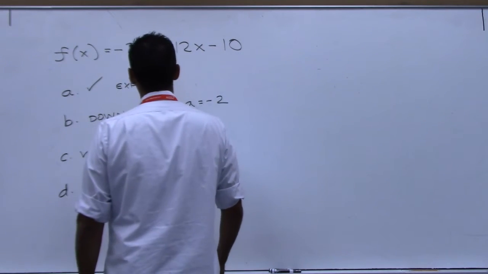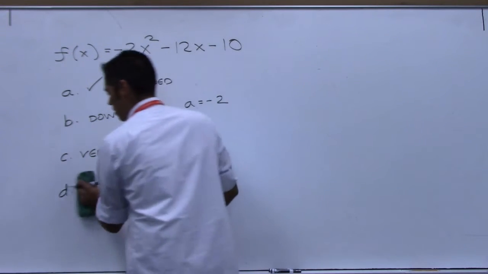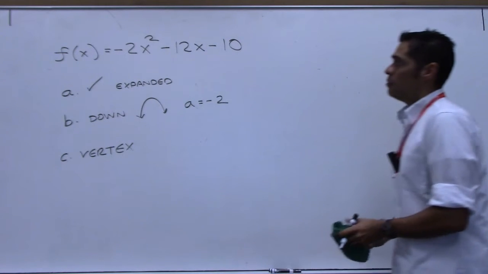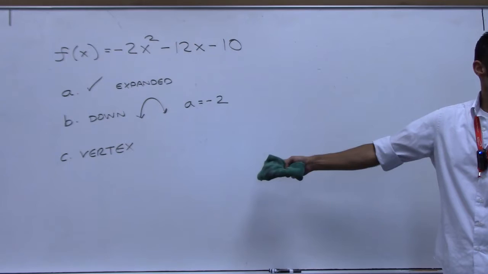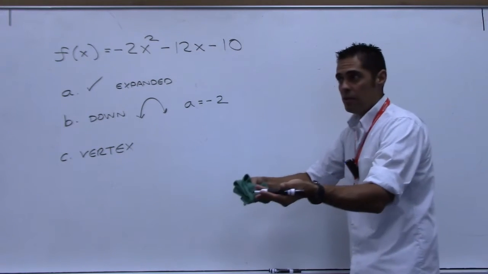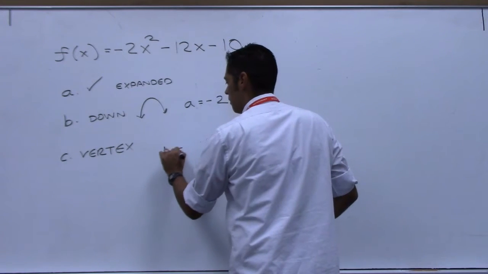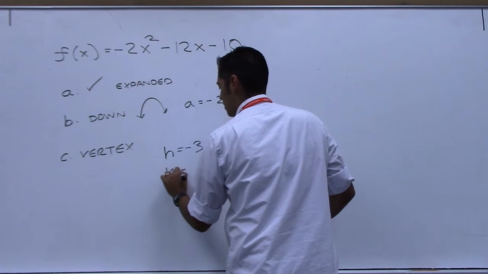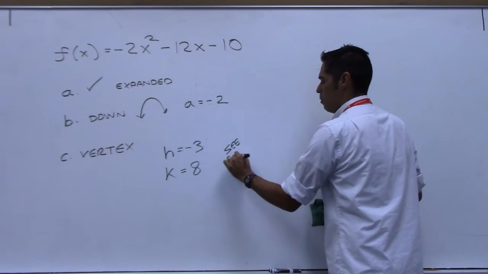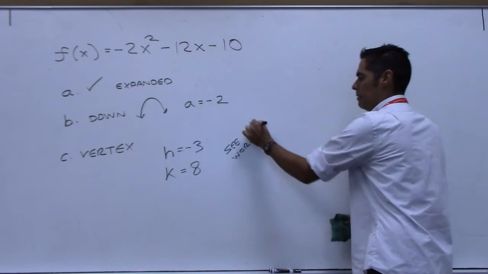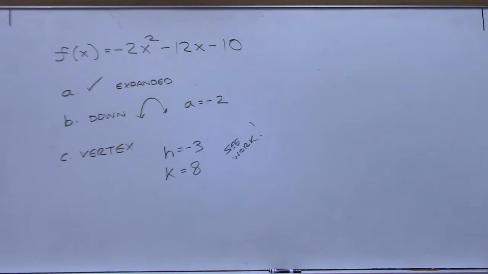Wait, are we going to find the vertex? Do you want to do that now? Okay, all right, let's do the vertex. So how would we do the vertex here? We already did it just now, right? We just did this, so look back in your notes. What did we get? h was -3 and k was 8, right? You just did this problem in part C, right?